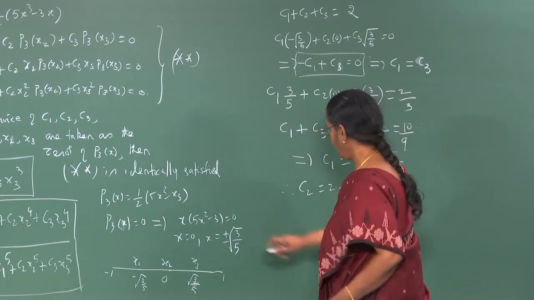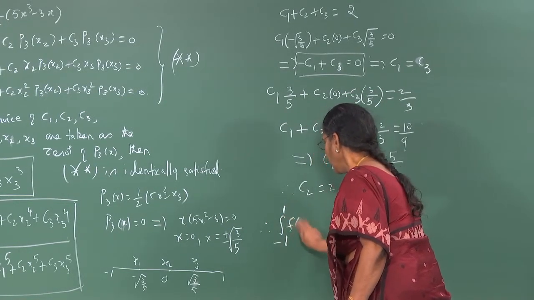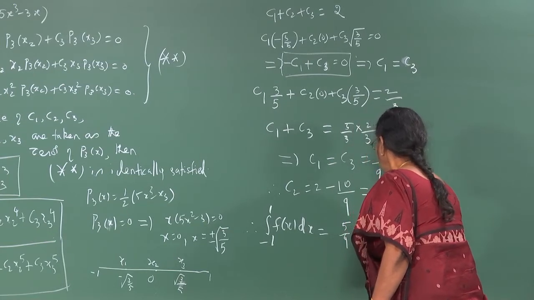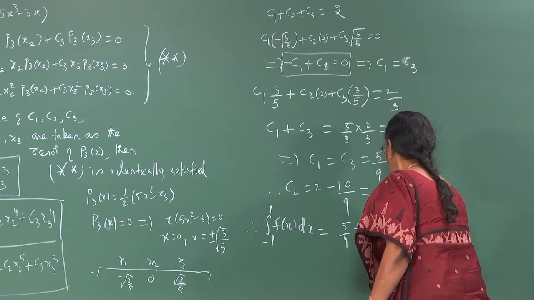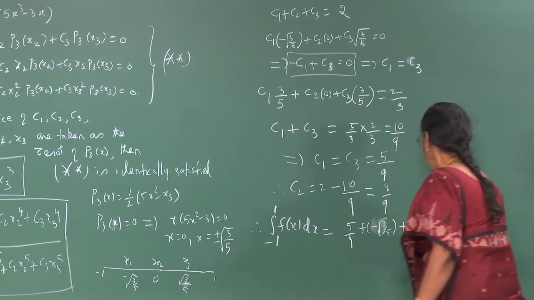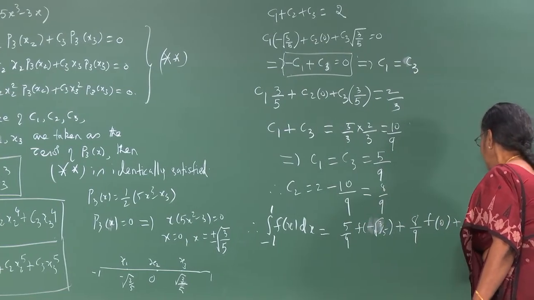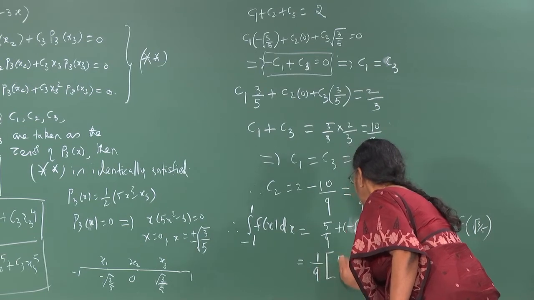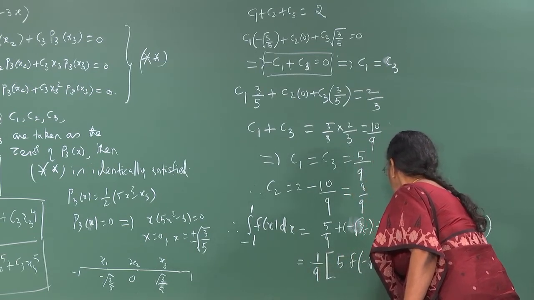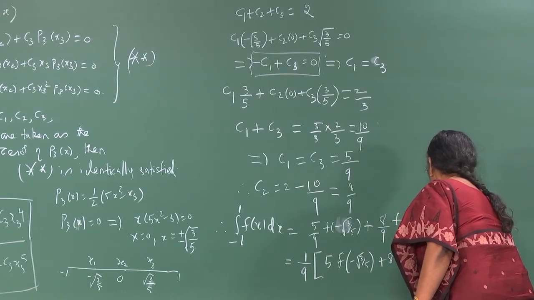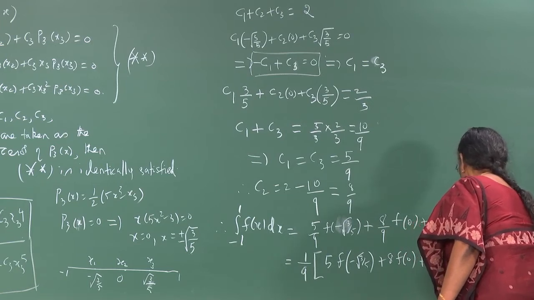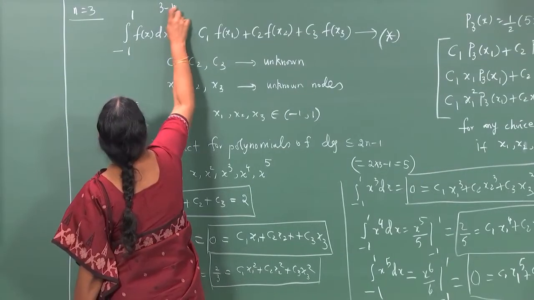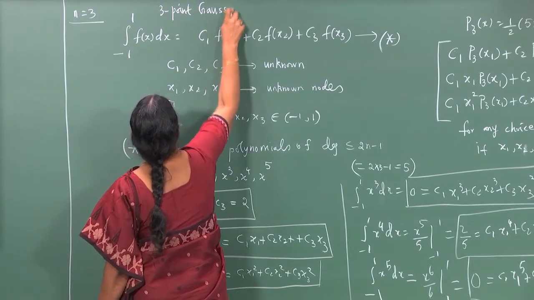So, let us write down the details when n is 3. This tells us that integral minus 1 to 1 f of x dx is equal to C1, which is 5 by 9, into f of x1. What is x1? x1 is minus root of 3 by 5. C2 is 8 by 9. What is x2? 0. And C3 is again 5 by 9, f of root of 3 by 5. So, the method is 1 by 9 times 5 into f at minus root of 3 by 5 plus 8 into f at 0 plus 5 into f at root of 3 by 5. This is our 3-point Gaussian quadrature method. So, we have derived the 3-point Gaussian quadrature method.